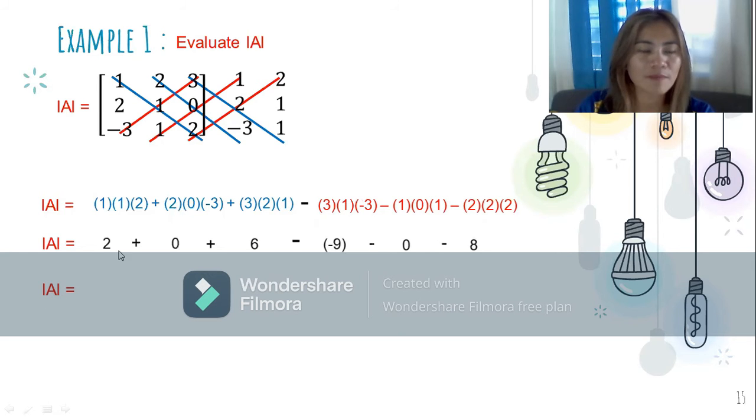Determinant of the matrix A: 2 plus 0 plus 6 plus negative 9 minus 0 minus 8. The answer is 9. Okay, so that's how you're going to do the Saros rule.